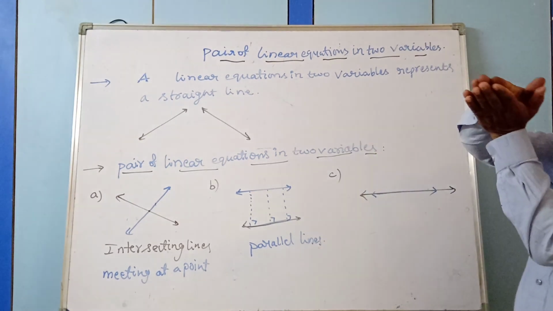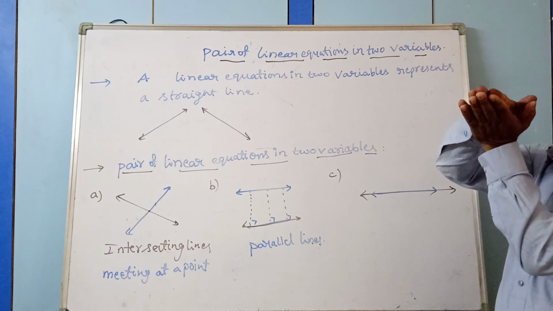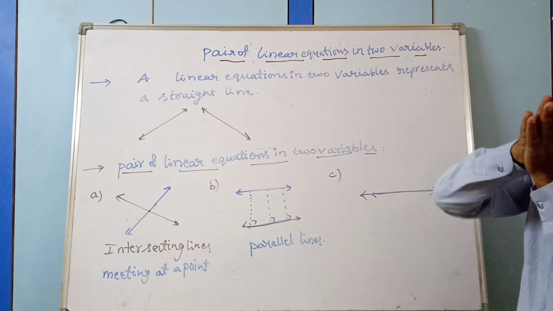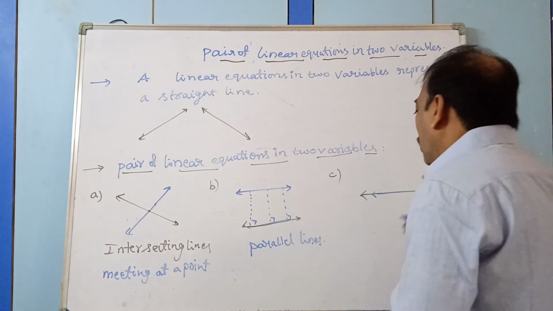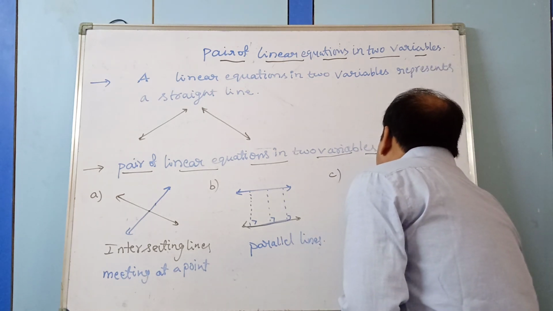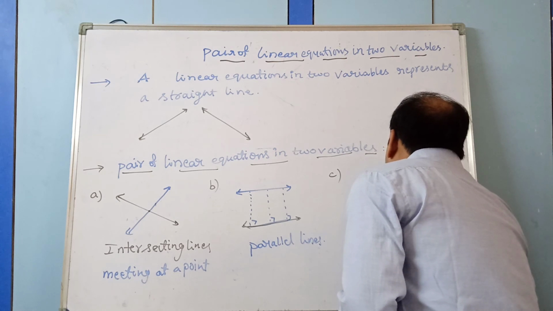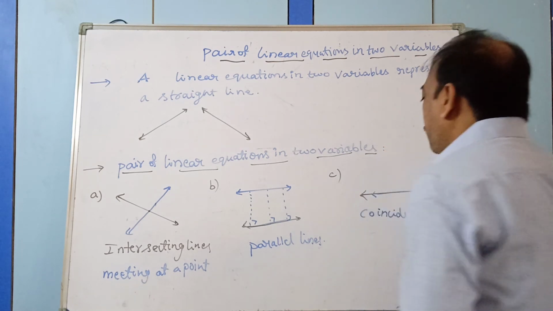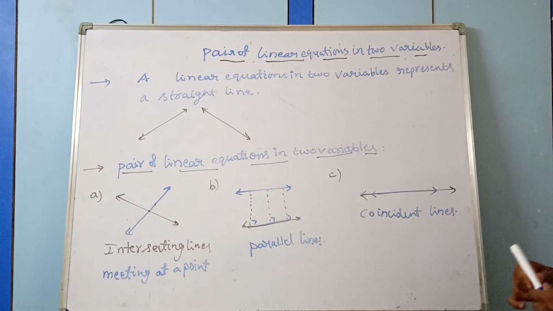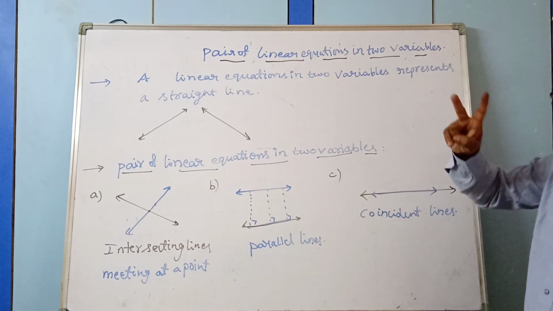Now you see, what do you call? Yes, you are right, coincident lines. So these are coincident lines. See, whatever the value, two lines we are taking.